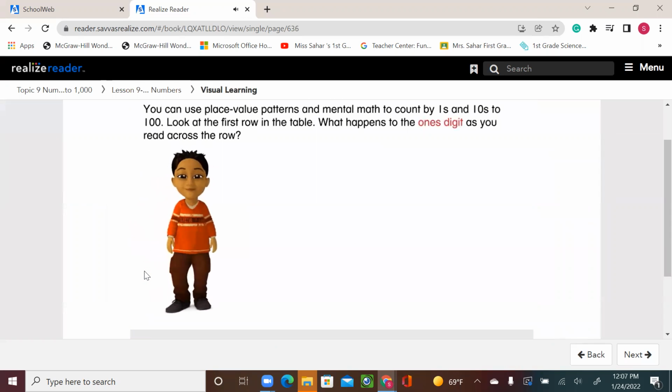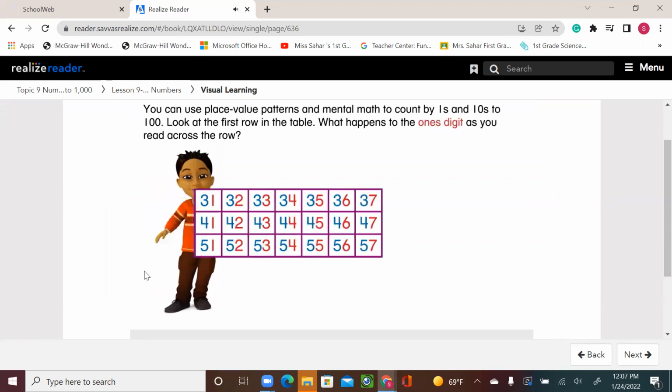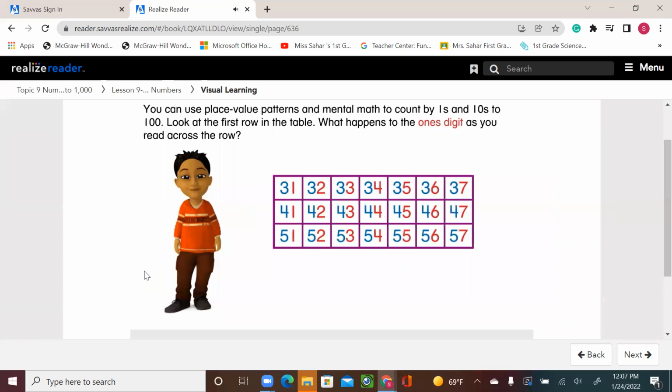You can use place value patterns and mental math to count by ones and tens to 100. Look at the first row in the table. What happens to the ones digit as you read across the row?